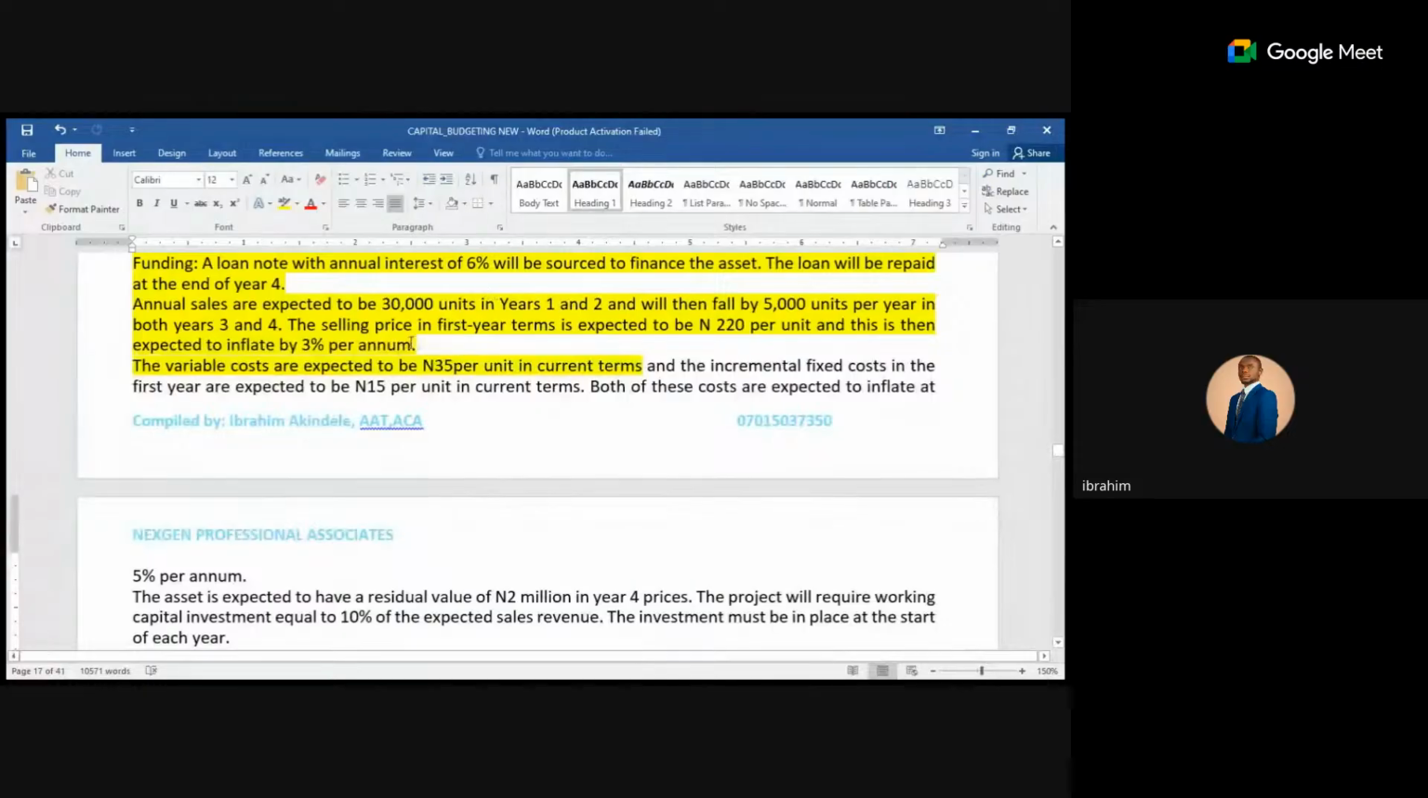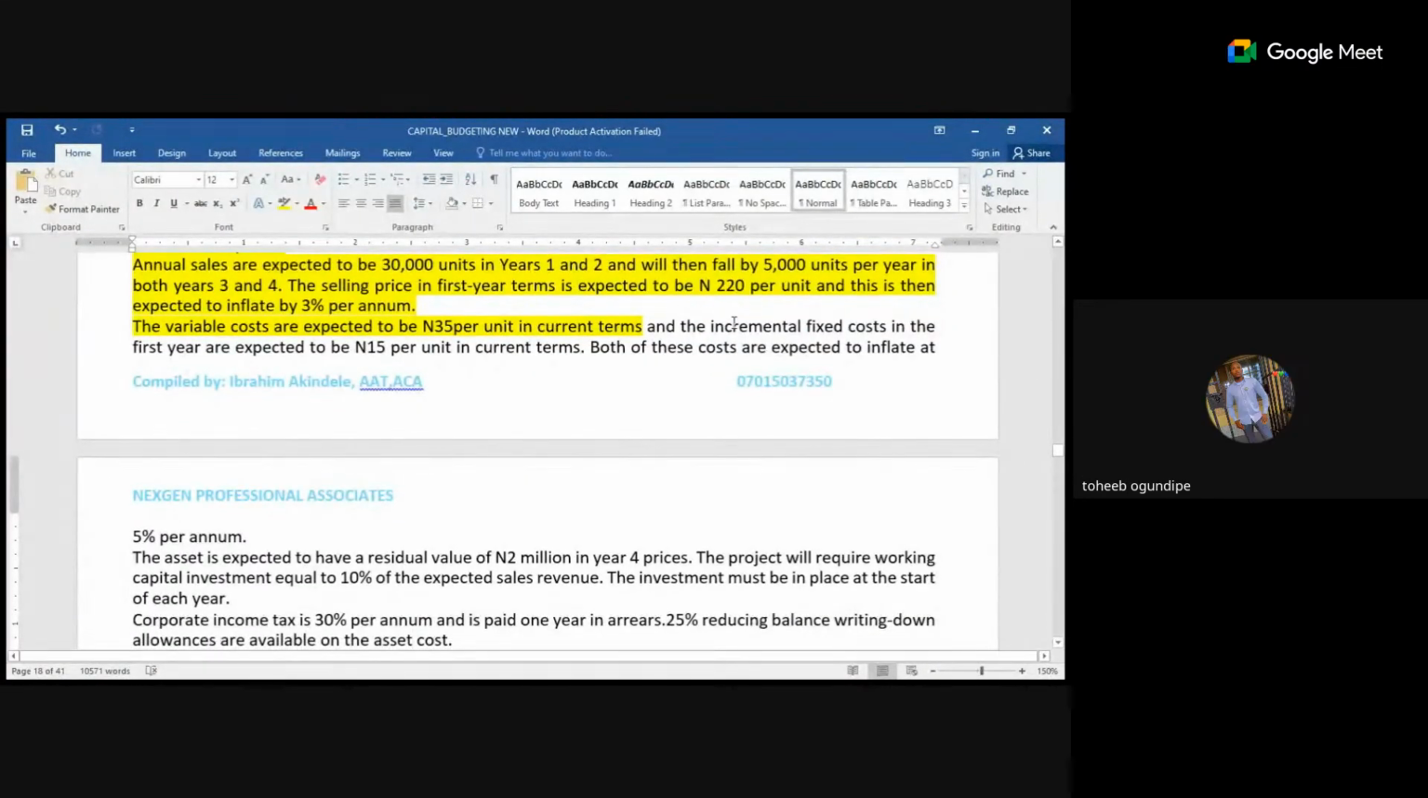However, when you have the selling price in the first year term is this, that is what we have in the first year, and this is then expected to inflate. After that year one, we now start inflating it. After the year one, you start inflating it. That is what it means.